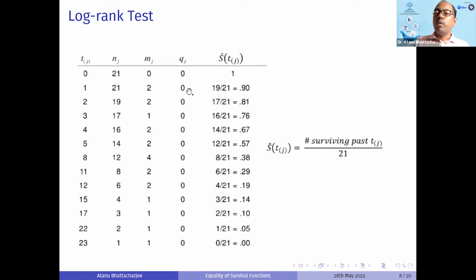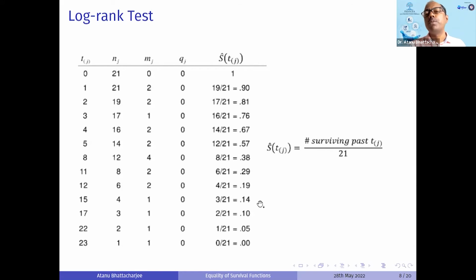Remember, from 0 to 1 month, or at 0 days, the probability of survival is 1. Thereafter, once the meter started reading, up to 1 month it is 90%. Then 1 month to 2 months, it is 81%. Like that, every month it is dropping.